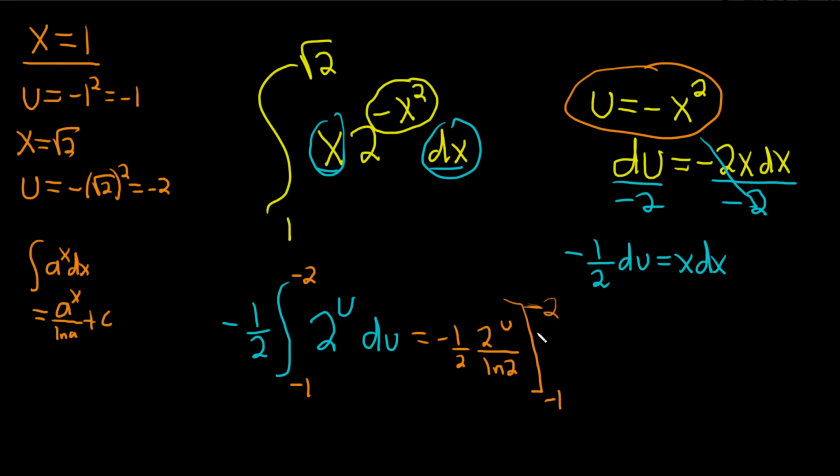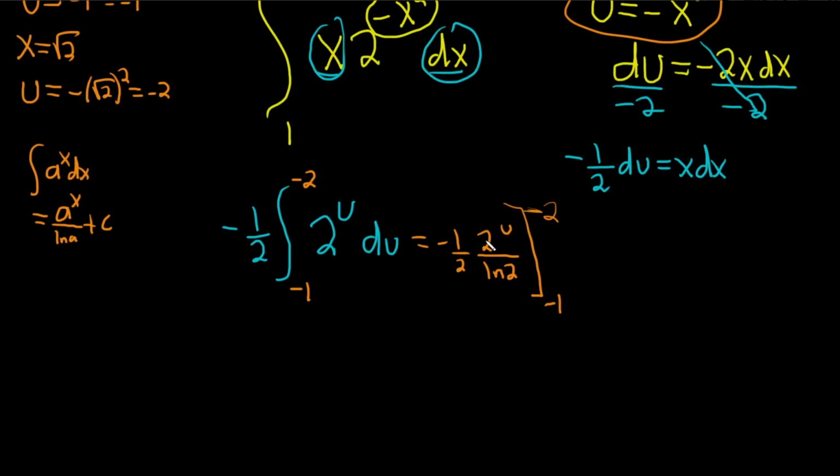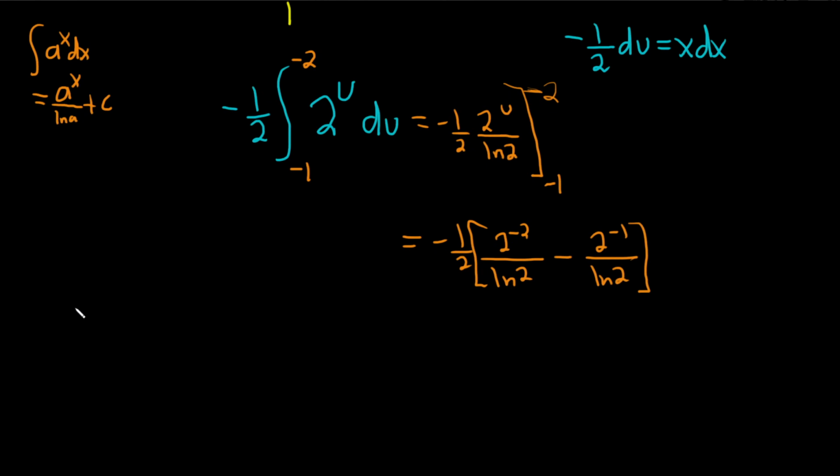All right, let's keep going. So now we plug in the top number first. So this is negative 1/2. I'm going to leave that outside. So we get 2 to the negative 2 over the natural log of 2 minus, and then you plug in the bottom number, 2 to the negative 1 over the natural log of 2. Let's keep going. Let's see if we can clean this up just a little bit. We have the negative 1/2 on the outside. I'm going to put a bracket here. Okay, so this 2 to the negative 2, I'm going to skip some steps here. This is going to come down and become 1 over 2 squared, and that's 1 over 4.